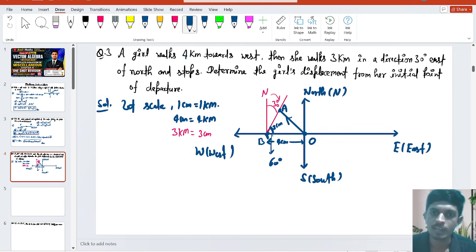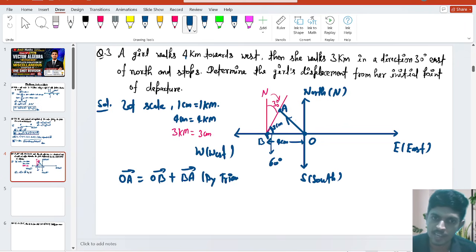Simplify it here, you get this answer. We need to find the position displacement. This is vector OA, and vector OA is equal to vector OB plus vector BA. And this angle is 60 degree. I hope it is clear to you. So this is the angle of vector BA, and vector OA equals vector OB plus vector BA, by triangle law.